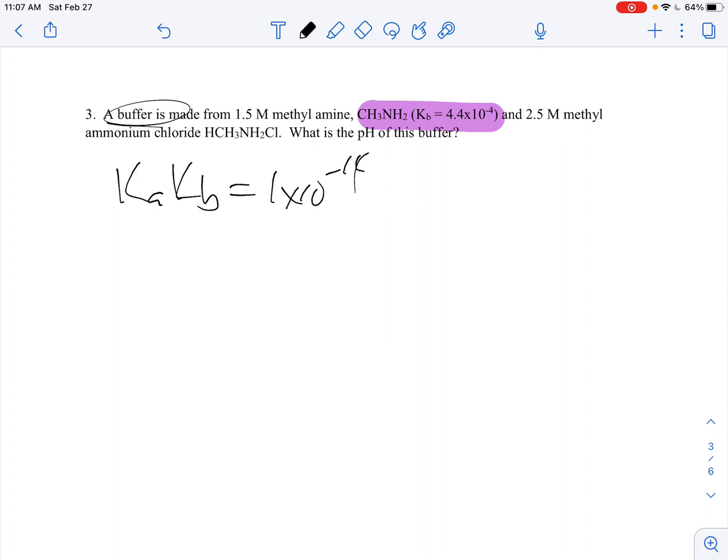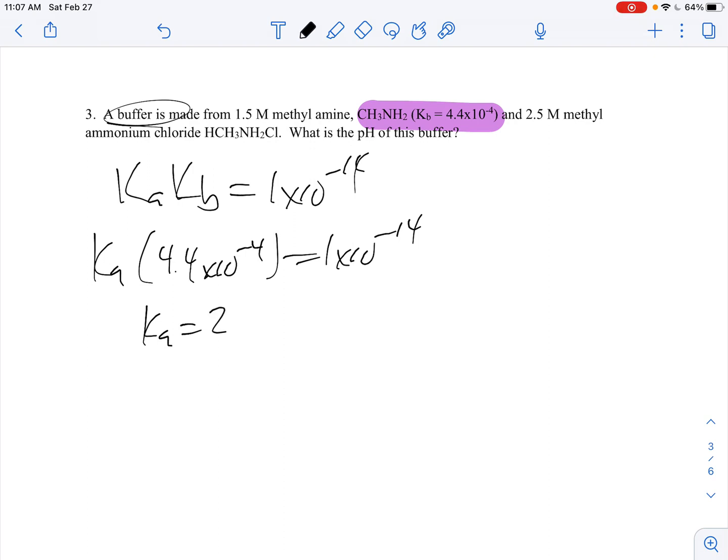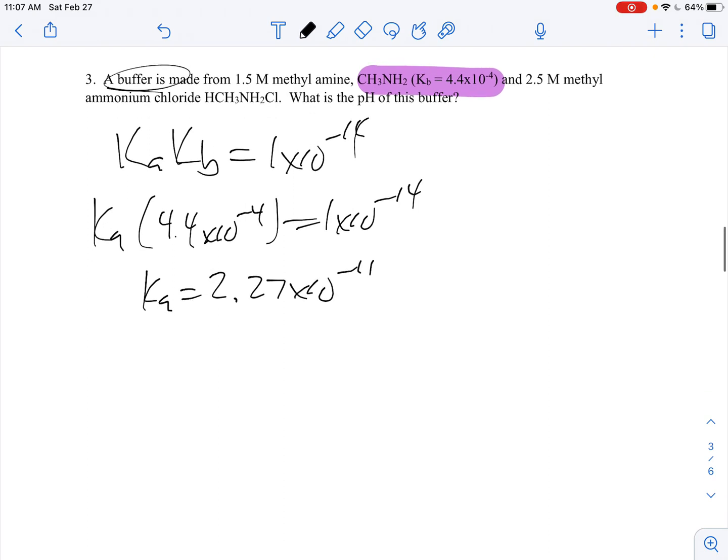and so this is Ka times Kb is equal to 1 times 10 to the negative 14th. And so Ka times 4.4 times 10 to the negative 4th is going to be equal to 1 times 10 to the negative 14th. And so 1 times 10 to the negative 14th divided by 4.4 times 10 to the negative 4th gets you a Ka value of 2.27 times 10 to the negative 11th.